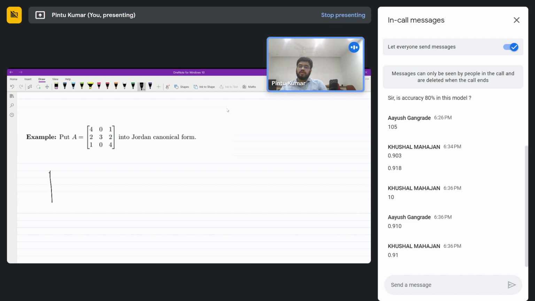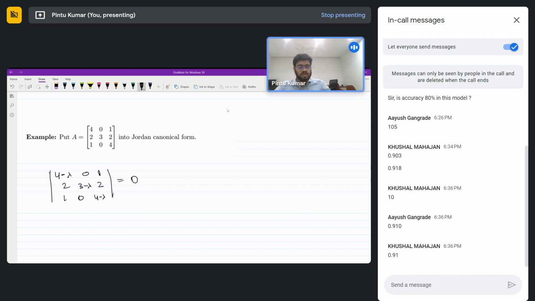We will find the determinant of A minus lambda I, that is 4 minus lambda, 0, 1, 2, 3 minus lambda, 2, 1, 0, 4. Sorry, this would be 4 minus lambda on the diagonal also. We equate this to 0.